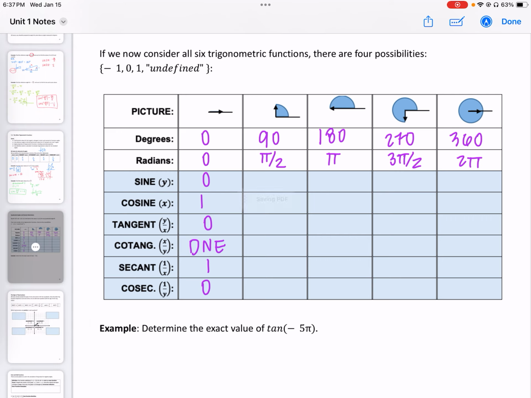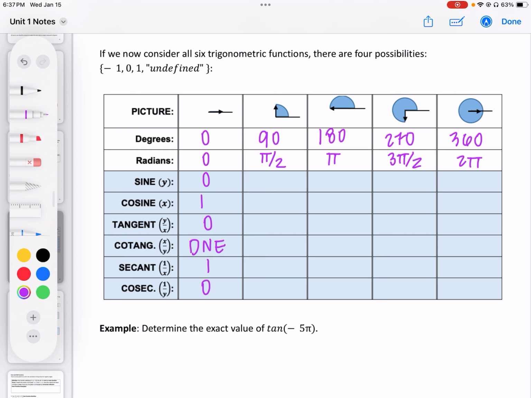Okay. We know the first three because we've already worked with them at this point. So we know that our sine is going to be 1 and our cosine is going to be 0. And in this case, tangent does not exist at 90. At 180, sine is 0 and cosine is 1. So therefore, tangent is 0. And then at 270, it's going to be -1 for sine, 0 for cosine, and doesn't exist for tangent, and then back to 0, 1, and 0.